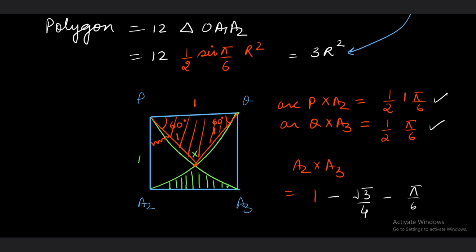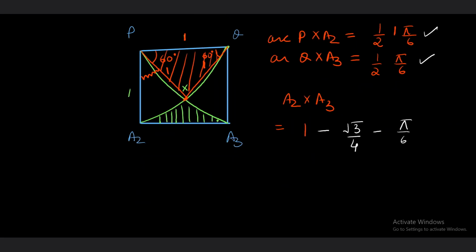This is the area of one red region that we have calculated, right? This is one red region that we have calculated. So you just have to multiply it by 6. So I'm multiplying it by 6 to get the answer as 6 times 1 minus root 3 by 4 minus pi by 6, correct? This has to be subtracted from the area of the regular polygon, which we have already calculated.